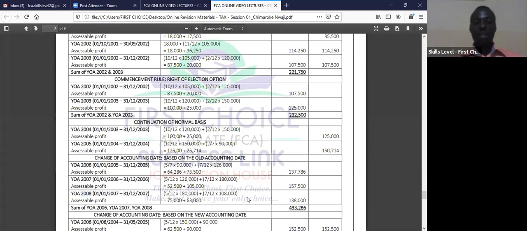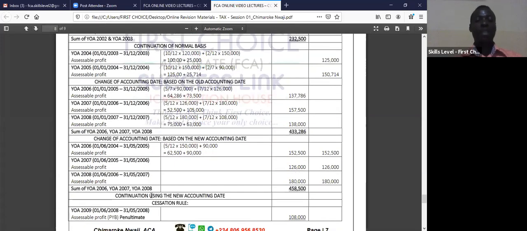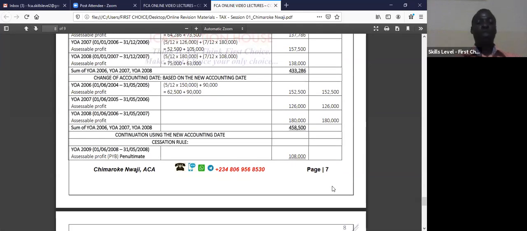You do that, then you come back again and do on the new accounting date. When you do on the new accounting date, you check the 3 relevant years, you add them up, choose the higher of the 2. That is what FIRS or any tax authority is going to look at. Now, you keep continuing in the new accounting date.